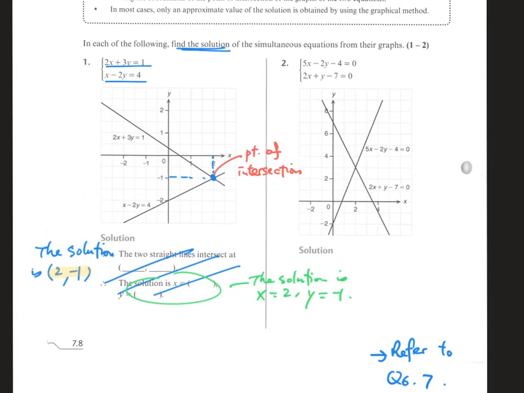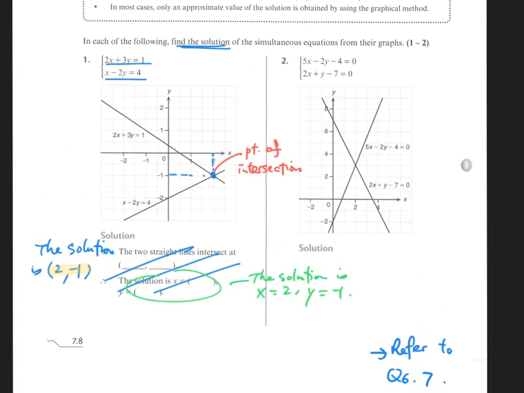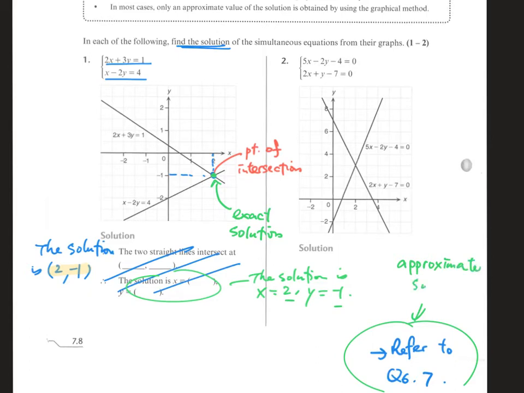Then there is one more point I remark here. When you read the answer, you will see that we have some wording. For example, this point is very clear, exactly equal to 2 and minus 1, so we say this is an exact solution. Later on, when you go to questions 6 and 7, it will show you answers which are not very precise, so there is another term called approximate solution in these two examples. Later on we will see how we are going to read the answer.